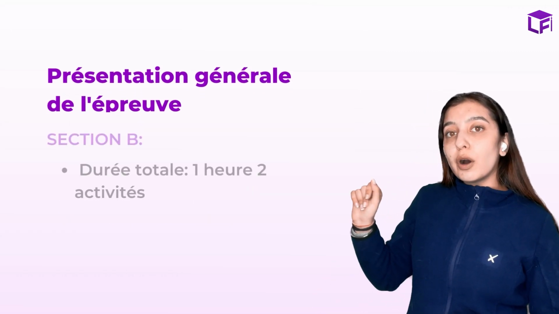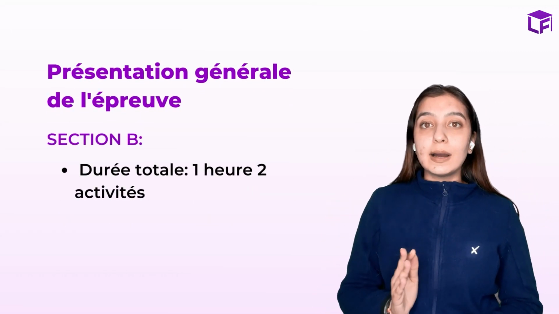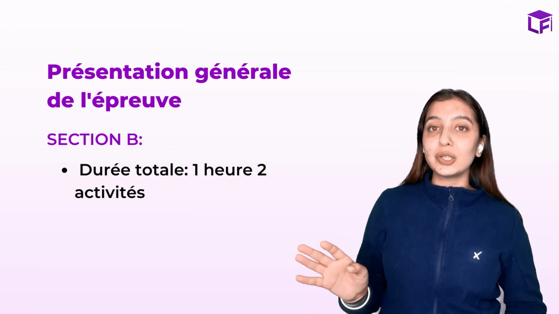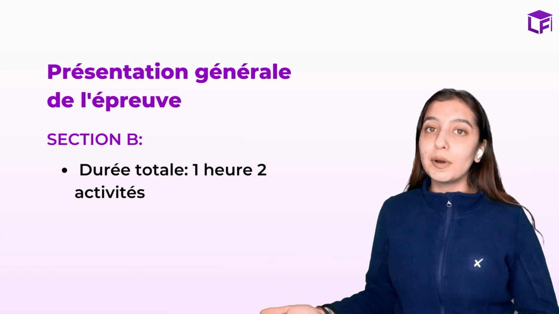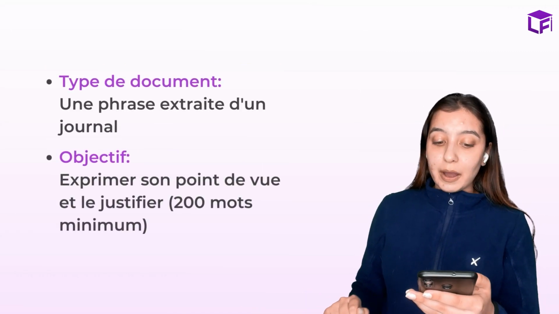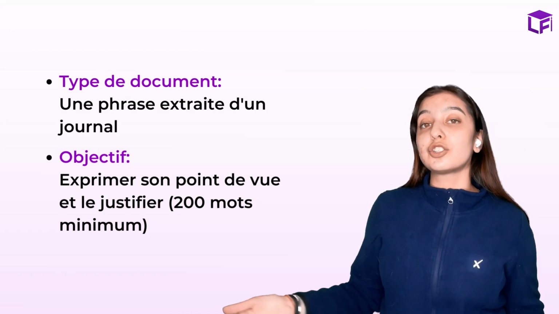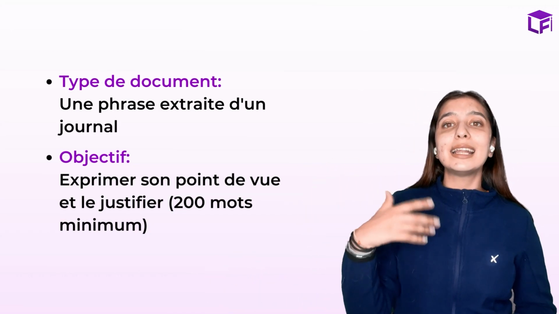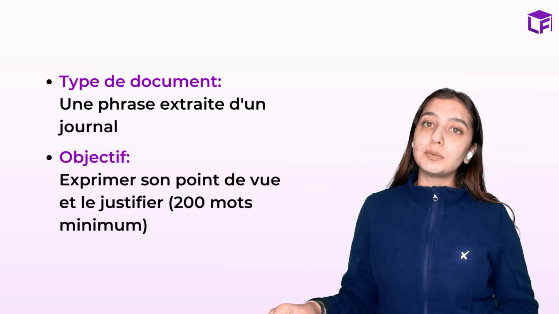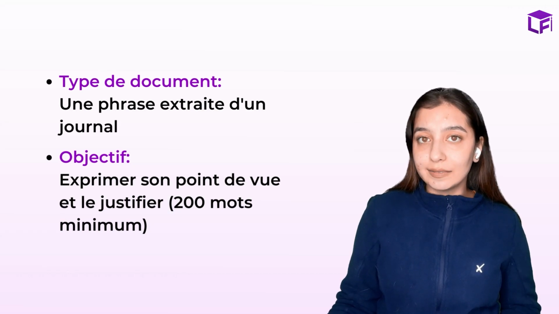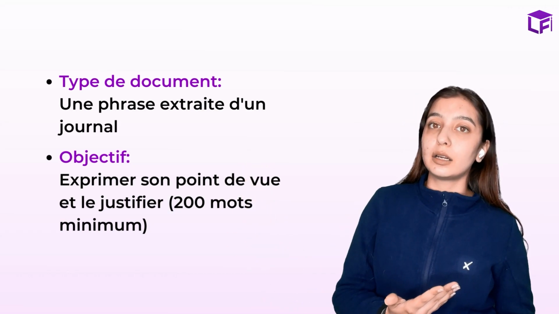If we look at section B, here I have divided it into 40 minutes. Why 40 minutes? Because here you're supposed to write a letter that might be formal or informal. They might give you une phrase extraite d'un journal, an extract from the journal that you're supposed to address. You're supposed to present the arguments that you have against it and write a letter about it.